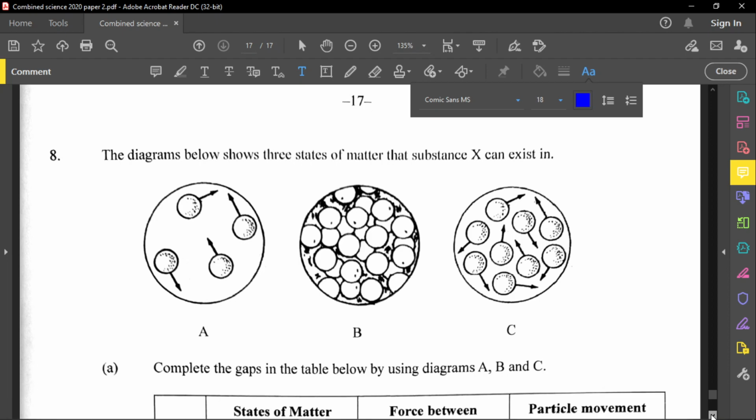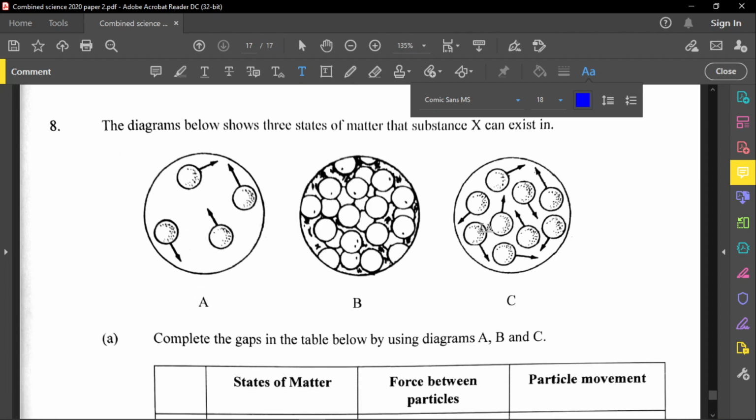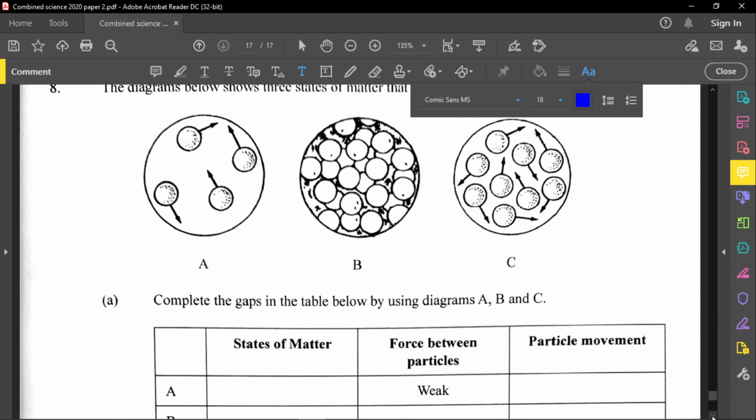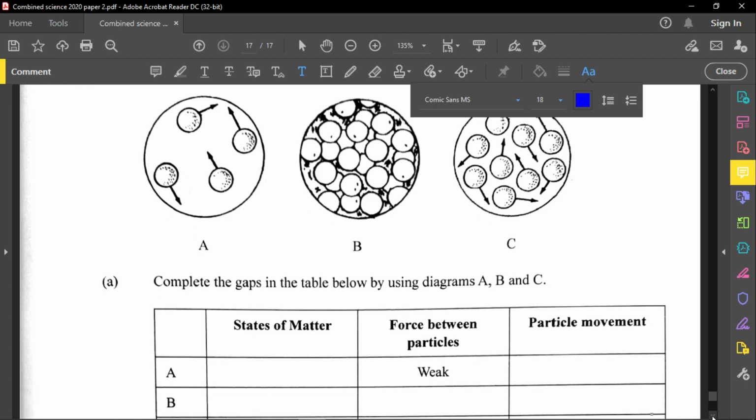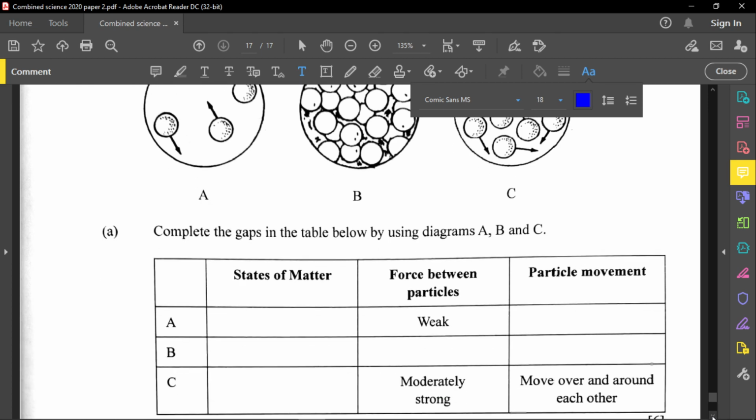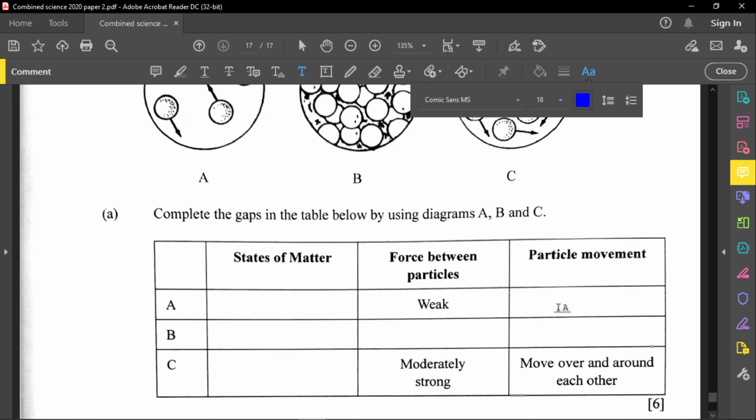And so we have A, B, and C. If you notice the difference in particles, that's very important right there. So here now it said complete the gaps in the table below by using diagrams A, B, and C. So the state of matter in A, they are very far apart, so this will be a gas, okay.